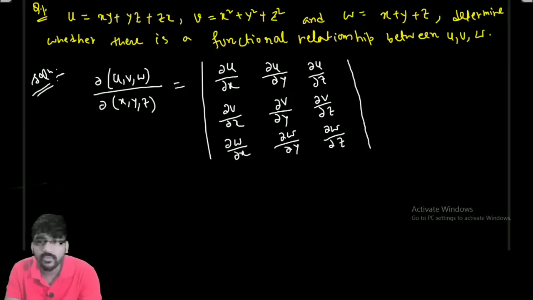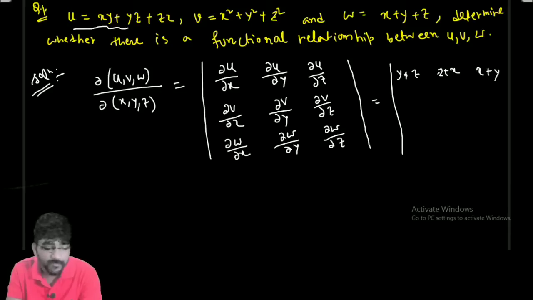So you have to substitute. What is del u by del x? You can get it from this: y plus z. The next, del u by del y, is z plus x, then x plus y. Please check. Then del v del x, del y, del z will be 2x, 2y and 2z, just partial differentiation, nothing else. And the last row is 1, 1, 1.